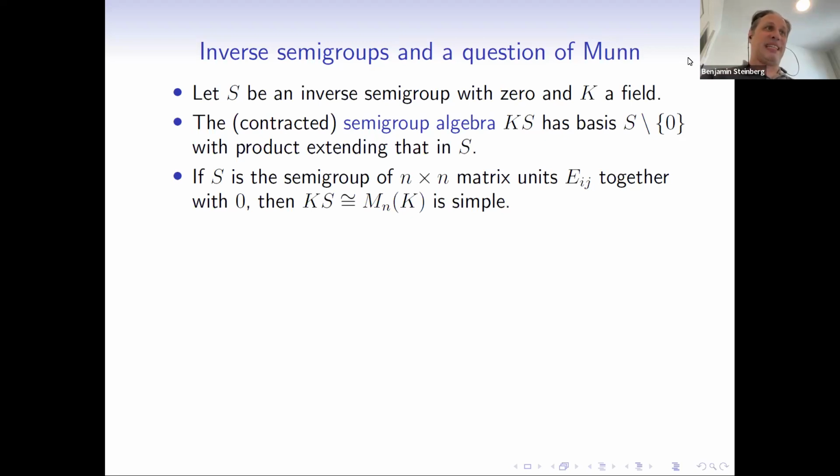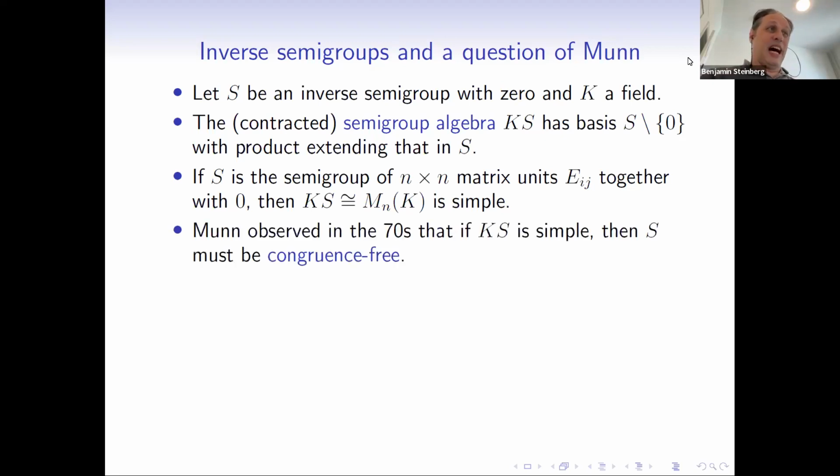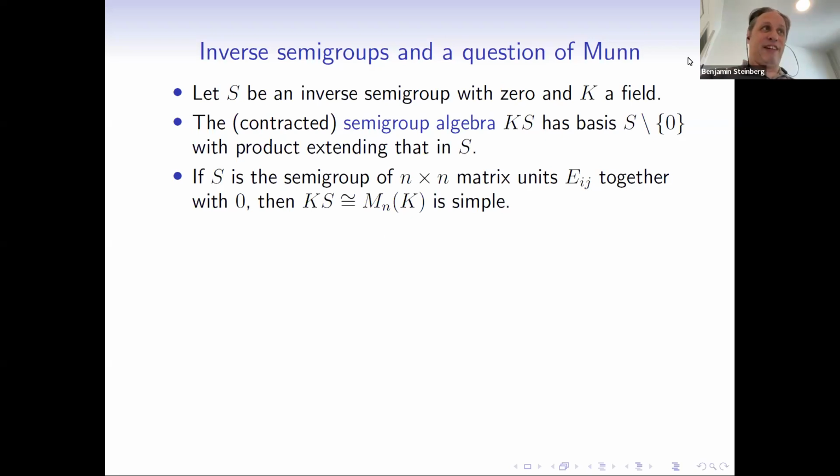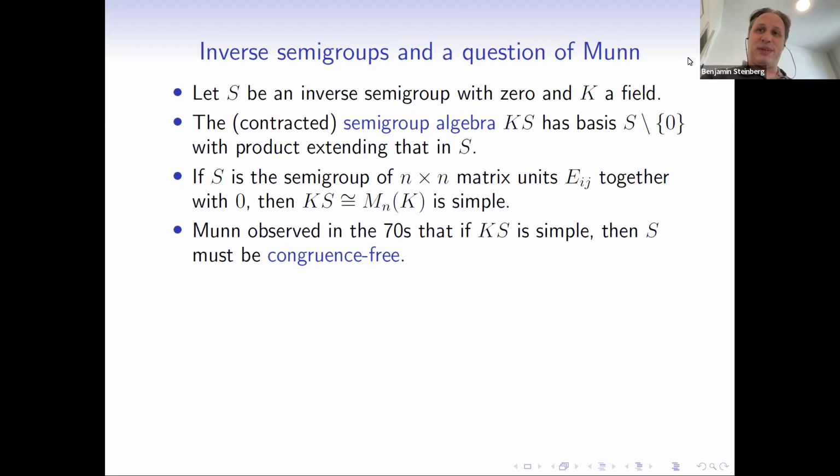Again, because the 0 is identified with the 0 of the algebra, and since these are linearly independent, this is the semigroup algebra, and this is of course simple. By the way, if I did not identify the 0 of the semigroup with the 0 of the ring, then you would always have the trivial homomorphism to the field K, and so you would never get a simple algebra. So you definitely want to do this. Munn observed in the 70s that if the semigroup algebra is simple, then the semigroup must be congruence-free. Congruence-free just means it has no quotients.